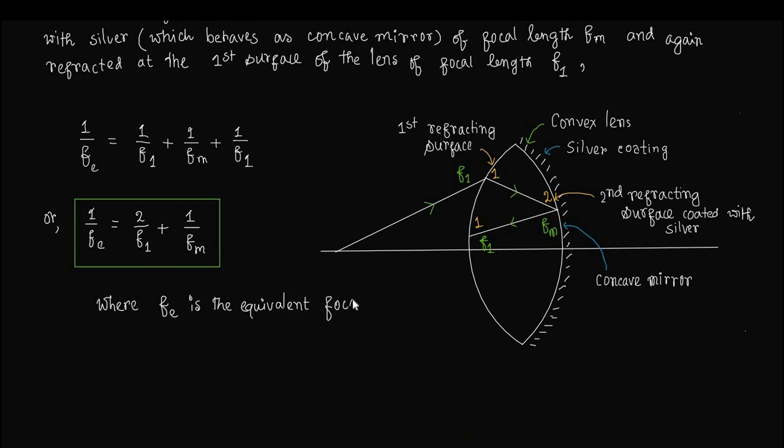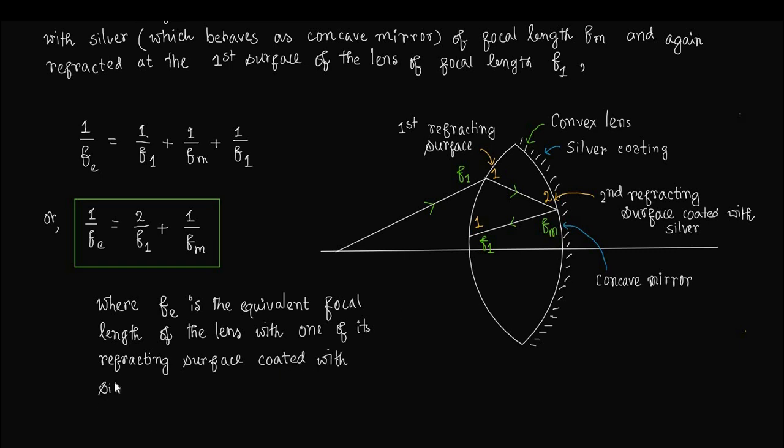Fe is the equivalent focal length of the convex lens with one of its refracting surfaces coated with silver. In this case, the surface coated with silver should be the second refracting surface. So finally we get 1 by Fe is equal to 2 by F1 plus 1 by Fm.